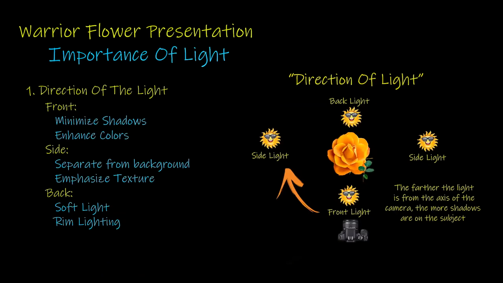Okay, next one. Direction of light, this is the importance of light. Minimize shadows, enhance colors, separate from the background, and emphasize texture. And in the back, soft lighting, rim lighting. On this slide, you'll see the three different ways of lighting your subject: the front, the side, and then the backlight. The farther the light is from the axis of the camera, the more shadows are on the subject. You should keep that in mind when you're lighting your subject.